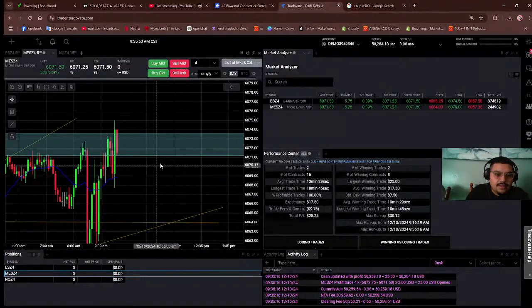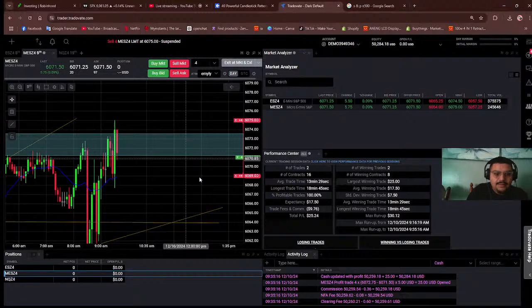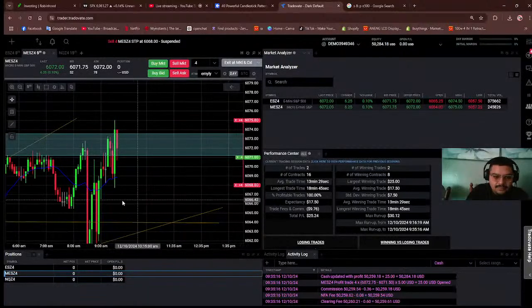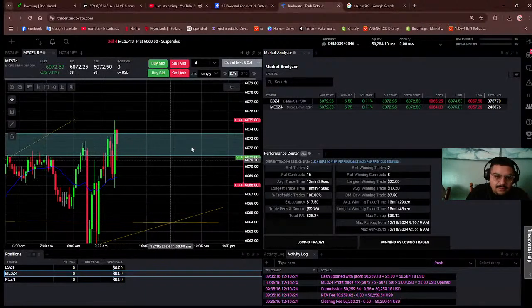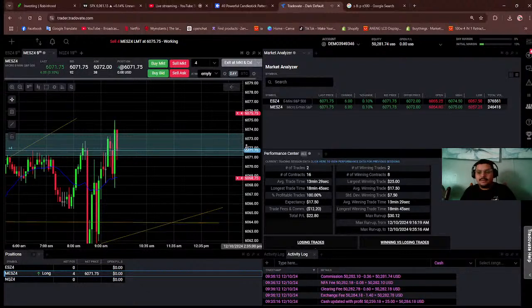So let's say this might be a good entry point to buy right here. And I'm going to bring my stop loss a little bit lower, simply because it could go right back down. But we're going to see if we can trace this. There we go. Bring it up a little higher, just small adjustments.